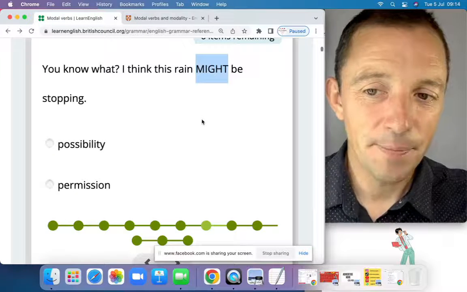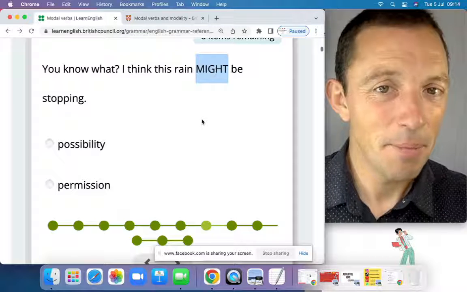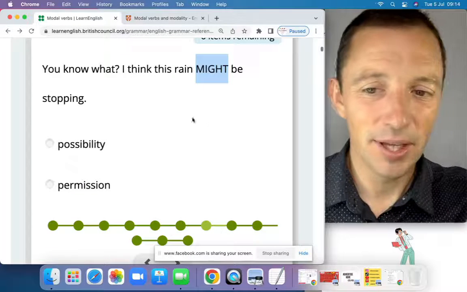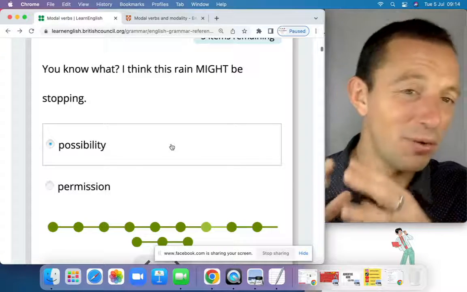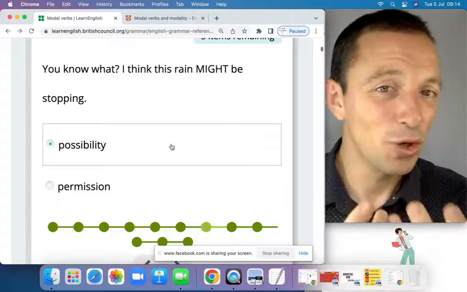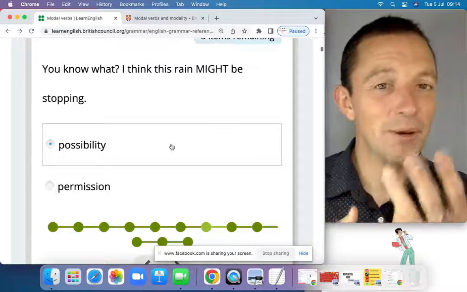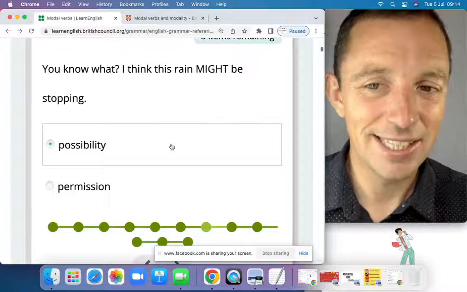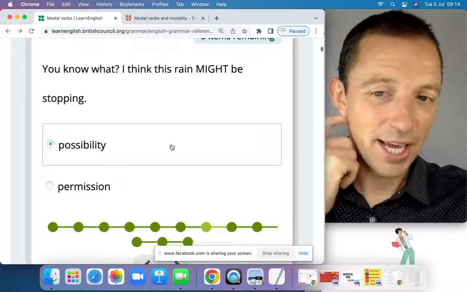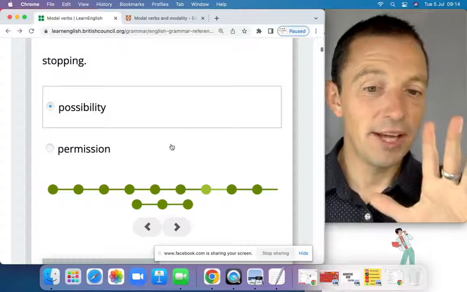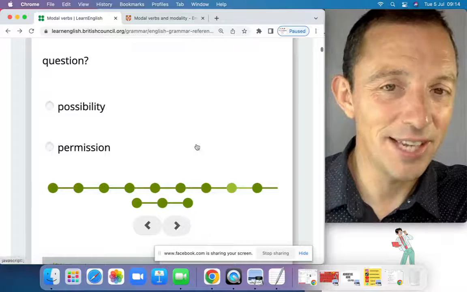For me, it's a possibility. The rain possibly might be stopping. So I think that is the correct answer here. It's a possibility. The rain might be stopping. The rain could be stopping. The rain may be stopping. There's 3 possible verbs connected to the same sense. May, might, could. Okay, let's continue. 5 more. And I hope that you are trying to do these exercises as well.